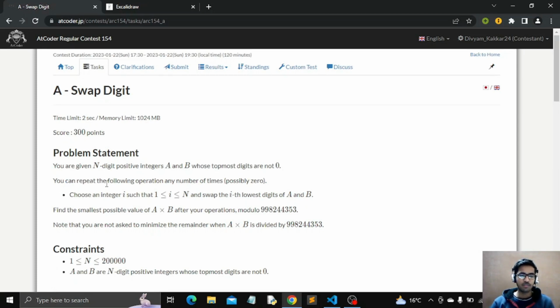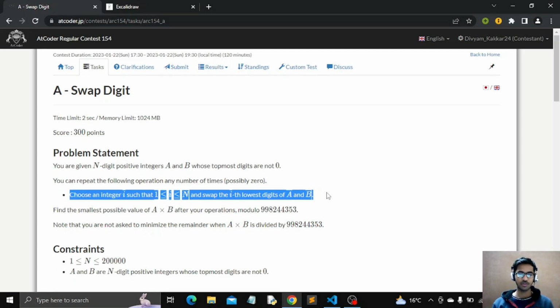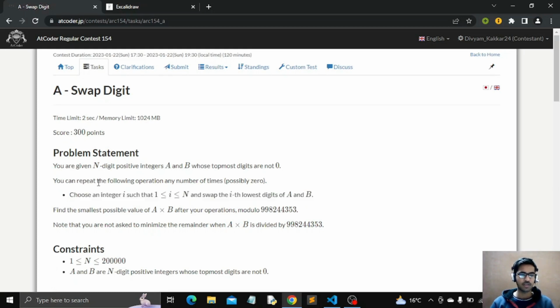We can perform the following operation any number of times. We can select any integer i from 1 to n, and we can swap the ith lowest digit of a and b. This operation basically means that we can swap the digits of both the integers at any position i. And we can perform this operation any number of times.